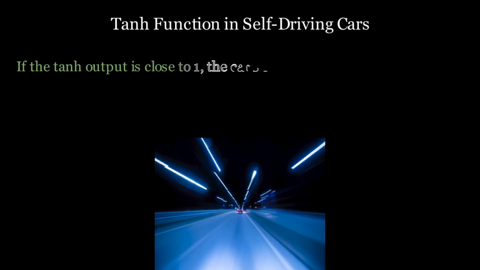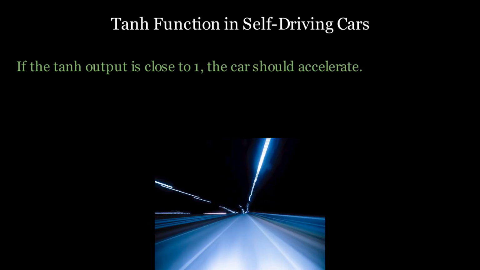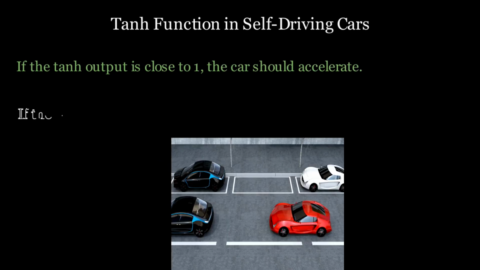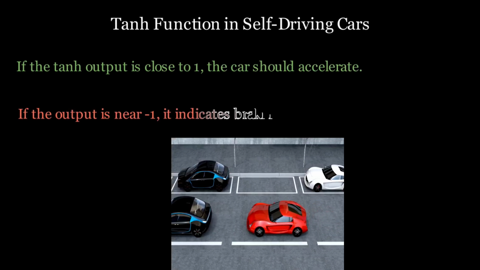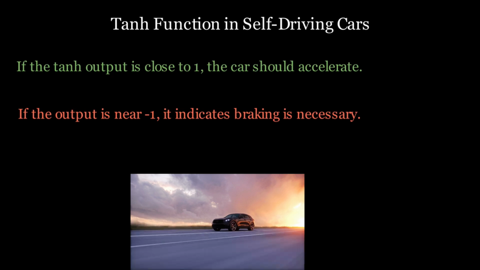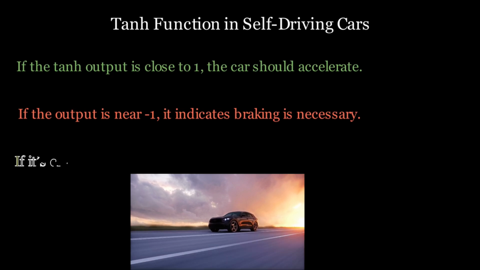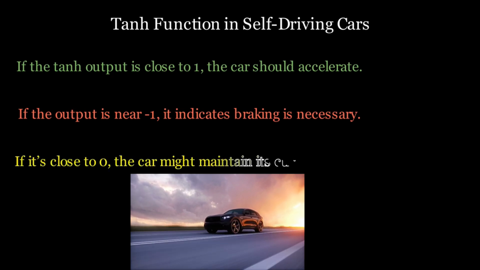Let's break it down. If the Tanh output is close to 1, the network might decide that the car should accelerate. On the other hand, if the output is near -1, it could indicate that braking is necessary. And if it's close to 0, the car might maintain its current speed.